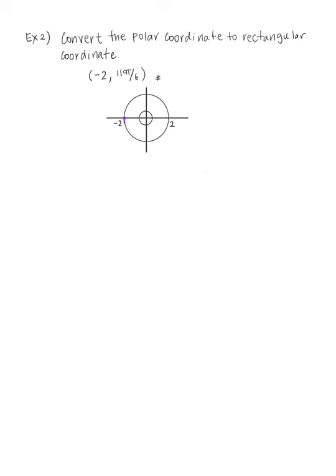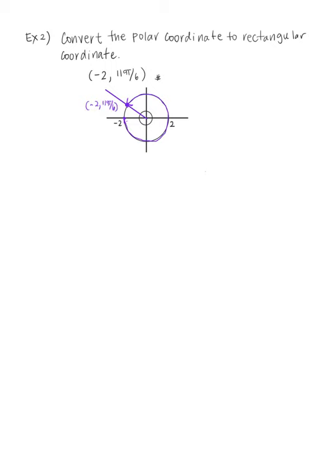Now, since pi over 6 is 30 degrees, if you're still unsure about the radian measure, you can always convert that in terms of degrees. So we got 30 times 11, which will be 330. So we're going to have to revolve 330 degrees counterclockwise. Let me just go around this radial line, and I'm going to plot this point right here. So this point right here is our -2, 11 pi over 6.